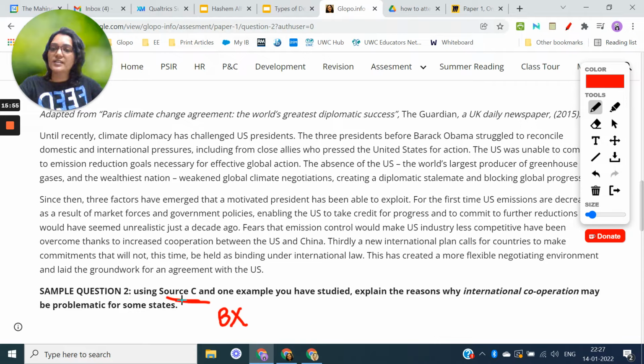So what the question is asking, using source C and one example you have studied. So that means 1 plus 1. All right. So that's why I said use a total of 2 paragraphs. One paragraph using source C, that is, what do you infer from source C, and the one parallel example that you can build after seeing source C.